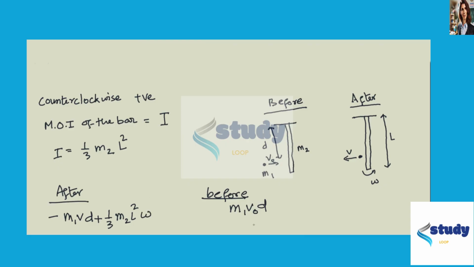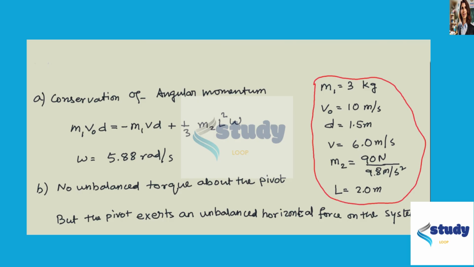So this is after and this is before, and due to the conservation, they should be equal to each other. If we do so, and then solve for omega, where omega is the angular speed of the bar: we're given m1, the velocity before collision, and the velocity after collision. We're given the point where the metal ball hits, and the weight of the metal ball. To get the mass, we just divide the weight by gravitational acceleration, and L is 2 meters, the total length of the bar.